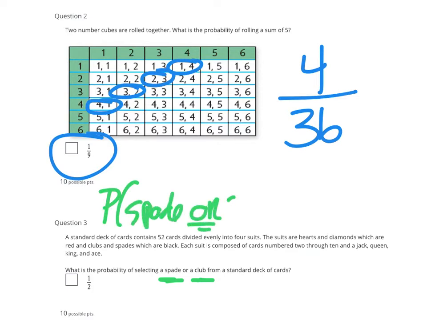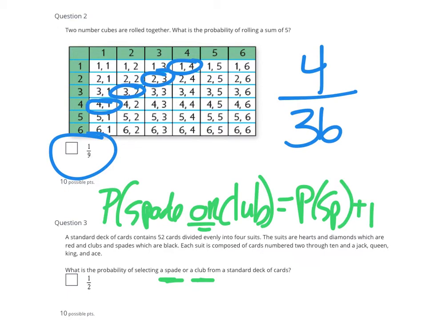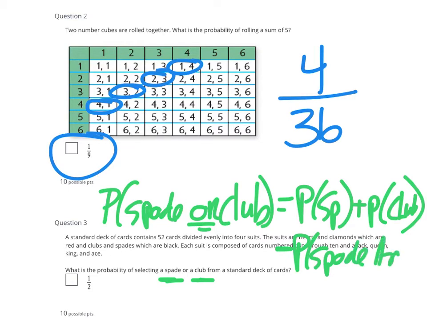or club. We know that OR probability means to add, so I'm going to do the probability of a spade plus the probability of a club. Now I should always think about, is there ever a possibility of having them overlap? Can we have the probability of having a spade and a club at the same time? So OR probability always has 3 components.